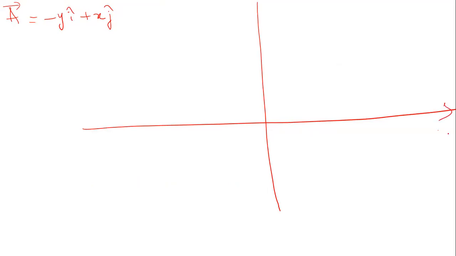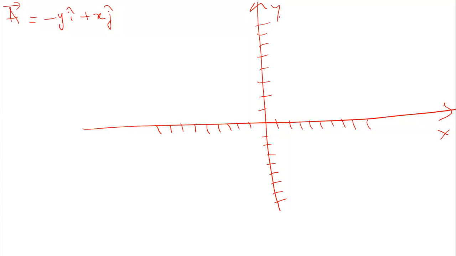Something like this. Let's say this is x, this is y, and let's mark the axes 1 2 3 4 5 6 7 8 9 on each side, like this, for example.